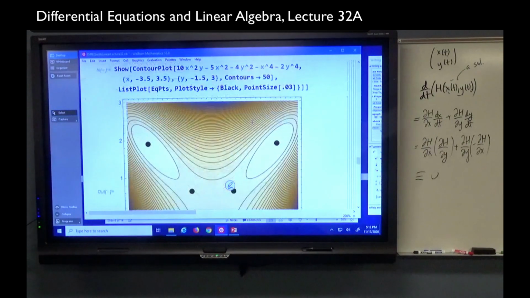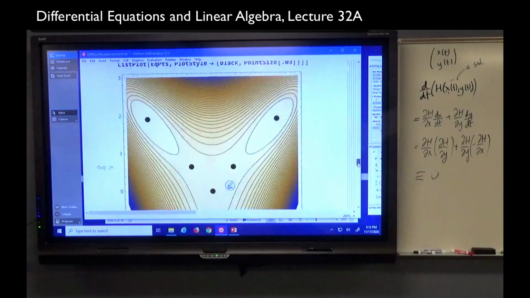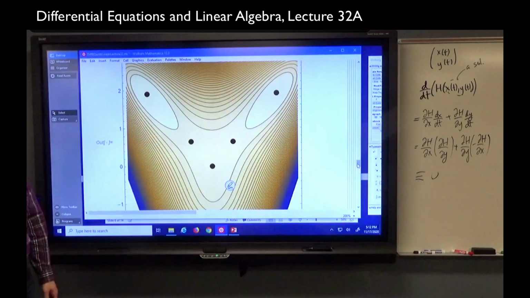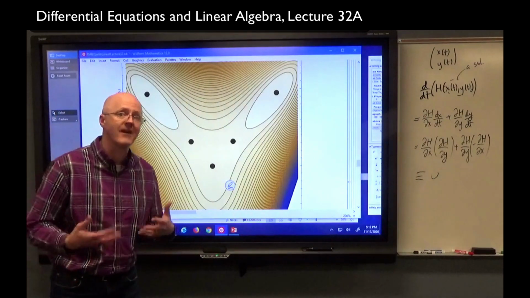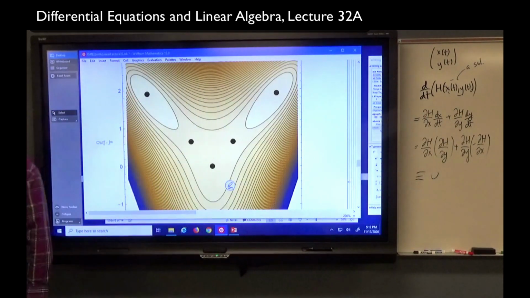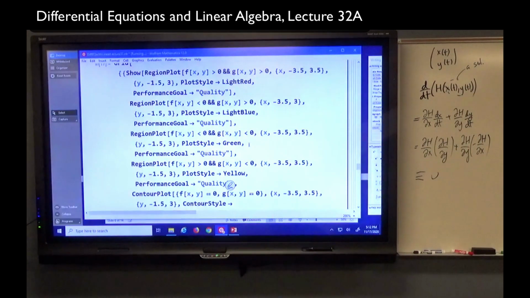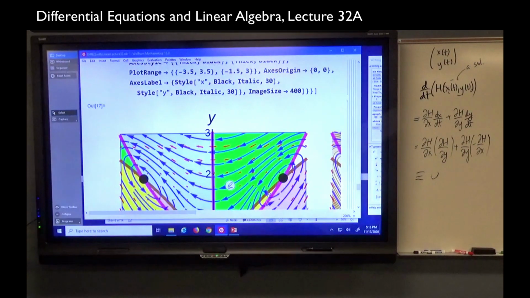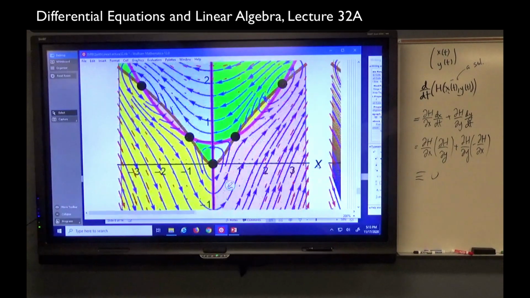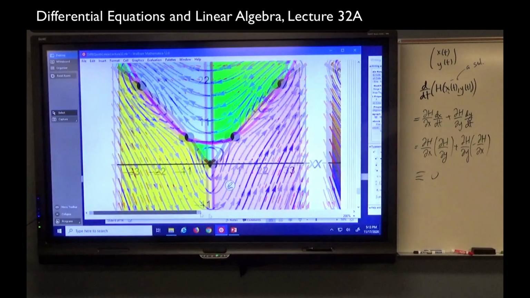And here is the contour map of H. It's kind of looking like an alien there, isn't it? Those are the level curves of the Hamiltonian function. I would not want to try to draw those by hand. It would be very, very difficult to try to draw those by hand. And the corresponding phase plane looks like this.